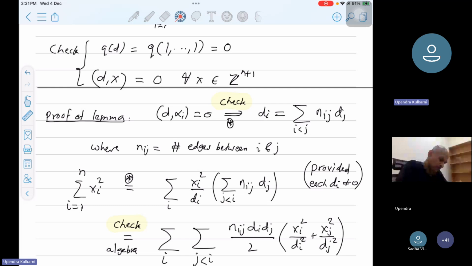I'm just going to simply say that this equation star implies that each di is non-zero, at least as far as our purpose is concerned.